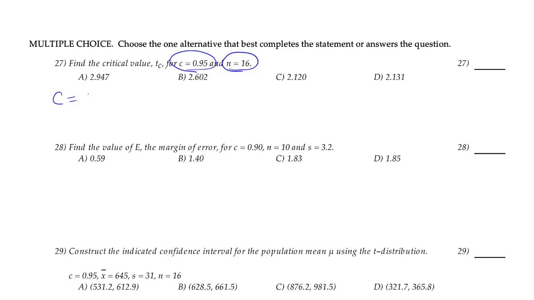So remember that C of 0.95, a 95% confidence level, would leave 5% in the tails, or in other words, 0.05 in the combined area of both tails. So that's what we're going to use. And n equals 16, remember the degrees of freedom is n minus 1, so we would get 15. So these are the two values that we can use to look up.